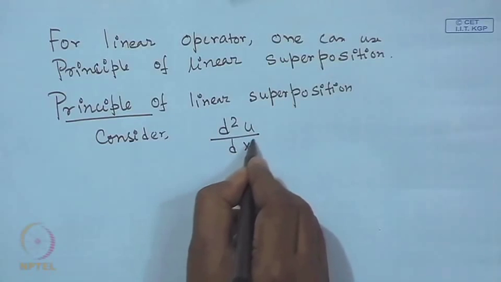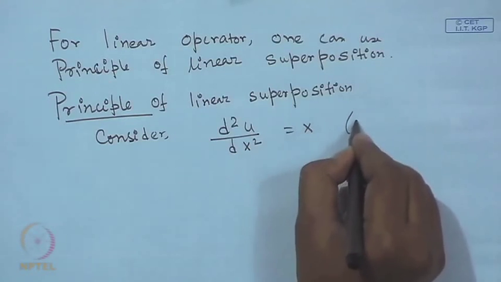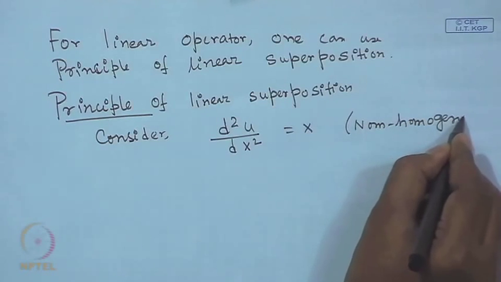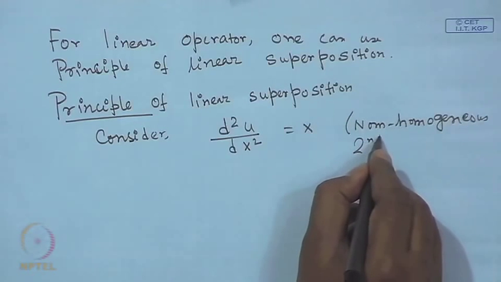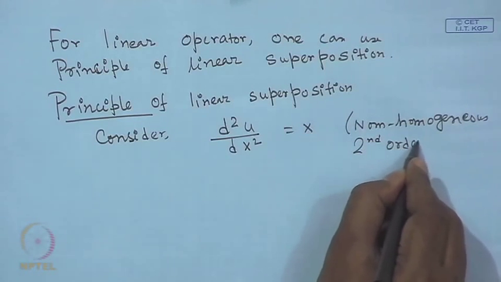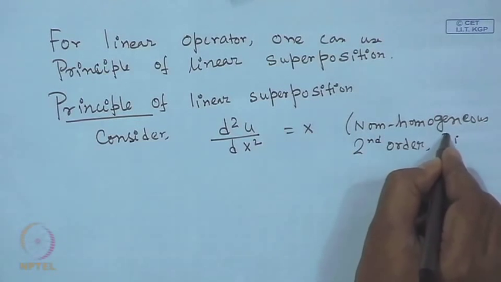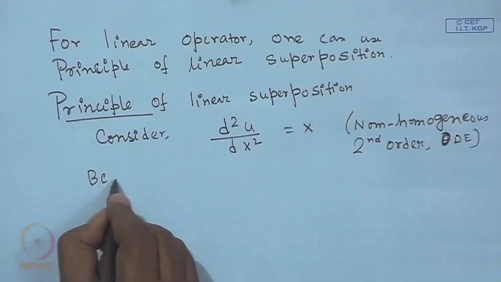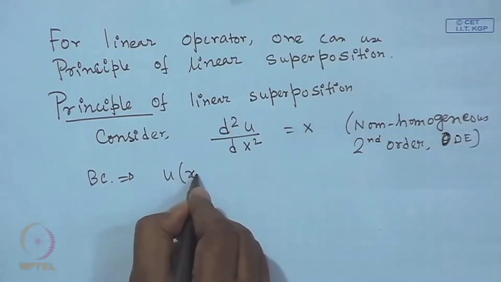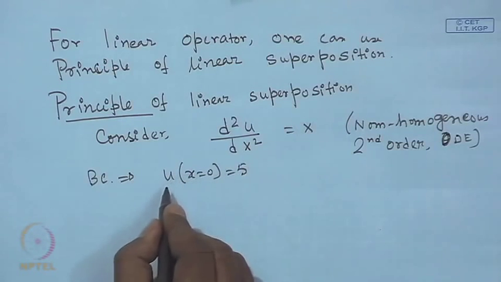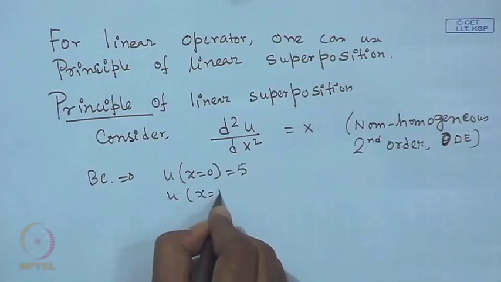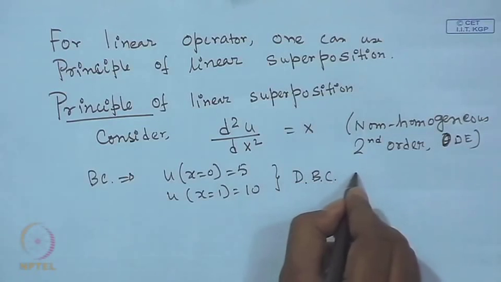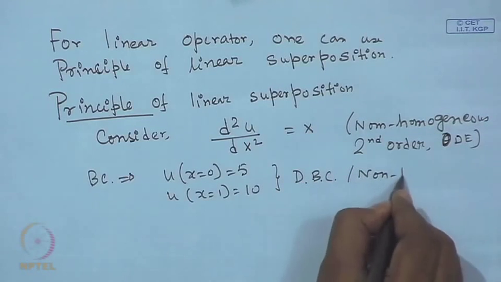Consider d square u dx square is equal to x. This is a non-homogeneous second order ordinary differential equation. The boundary conditions are u at x is equal to 0 is equal to 5 and u at x is equal to 1 is equal to 10. Both are Dirichlet boundary conditions, but non-homogeneous.